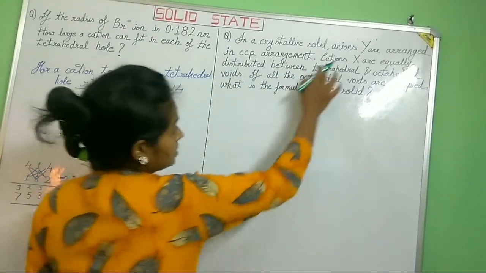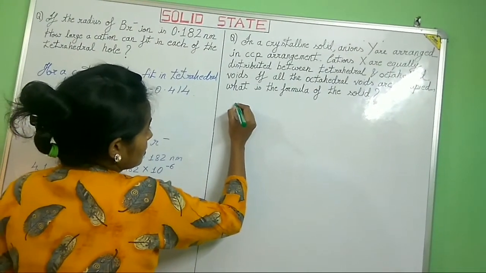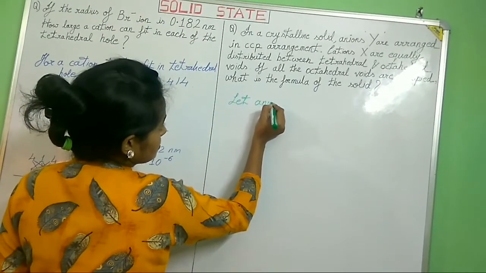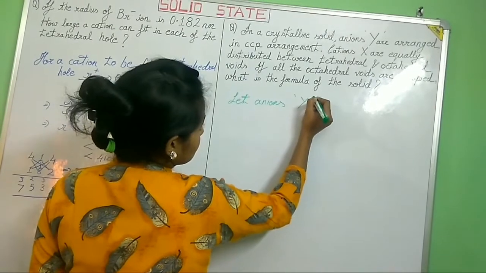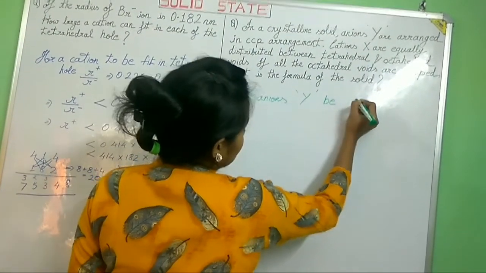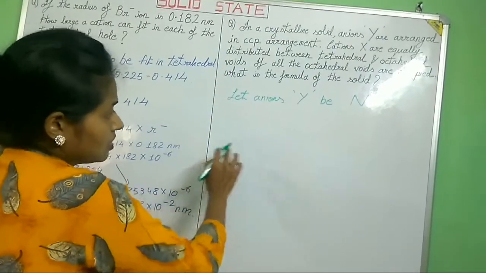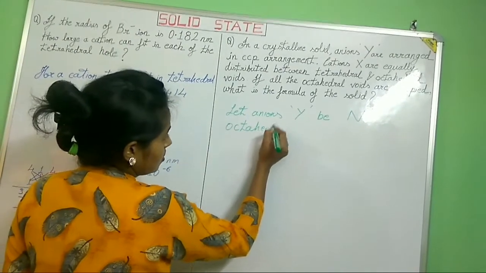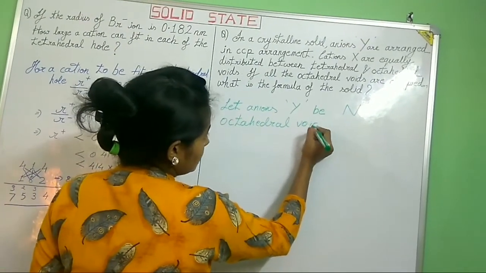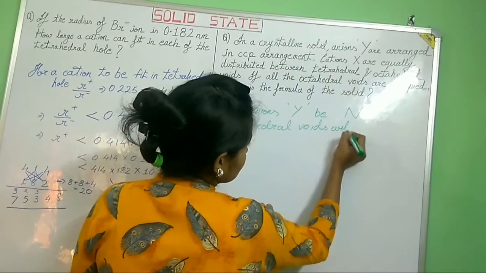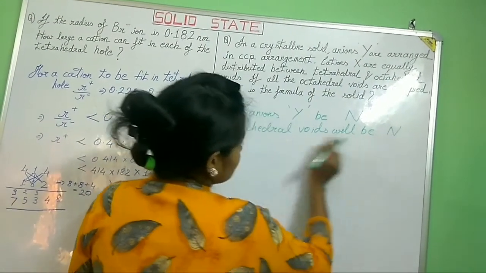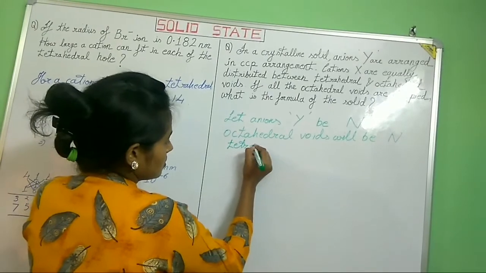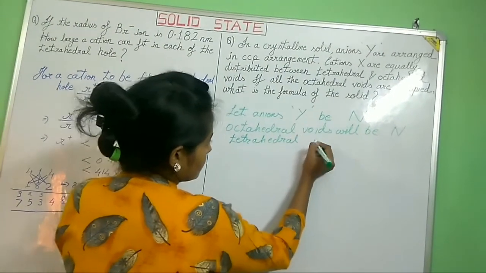Now, let us assume that the number of anions Y be N. And hence we know that the number of octahedral voids will also be N. And tetrahedral voids are just the double. So tetrahedral voids will be 2N.